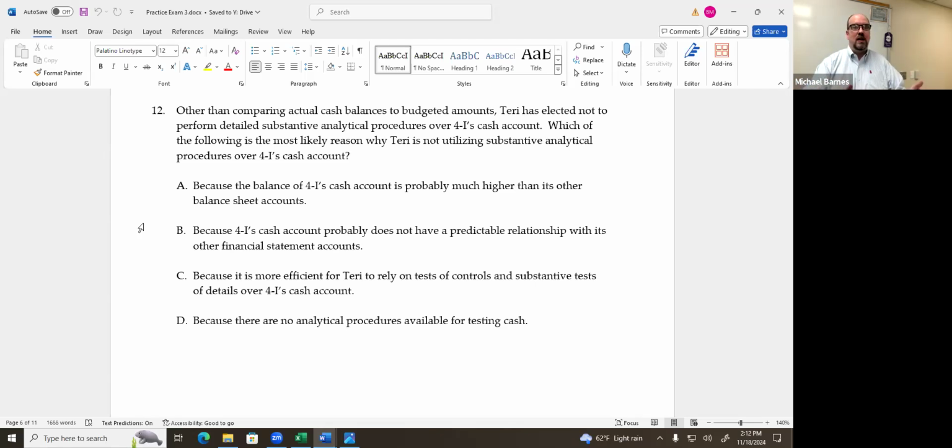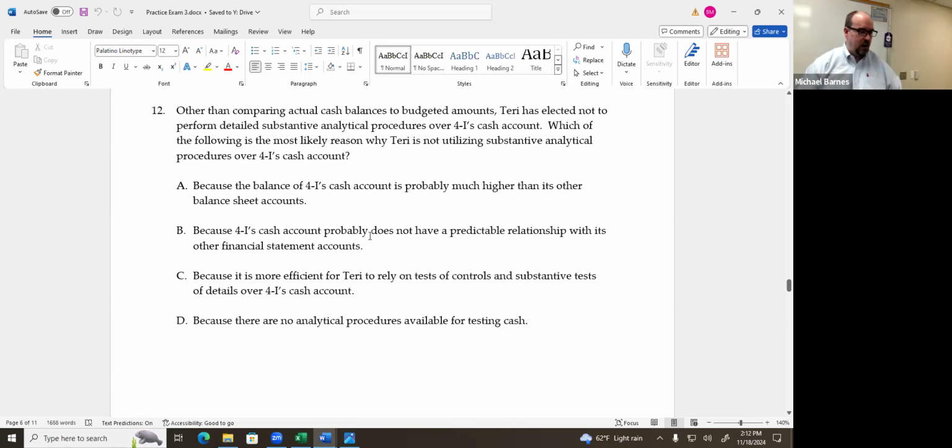So which one of those explanations is most consistent with that explanation? Which one of these answers is most consistent with the explanation? There we go. B, because 4i's cash account probably does not have a predictable relationship with other financial statement accounts.